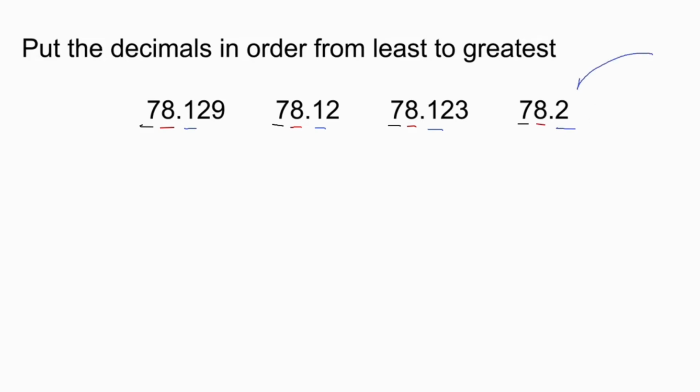Now that 2 is greater than all of these ones, which tells me that you are going to be the largest of these. So I will put you at the end. 78 and 2/10 is going to be the largest. Now looking at the other 3 that's left over, I still have to figure out which of these is going to be the smallest, largest, and the medium.